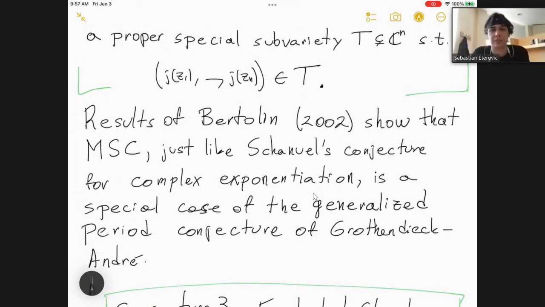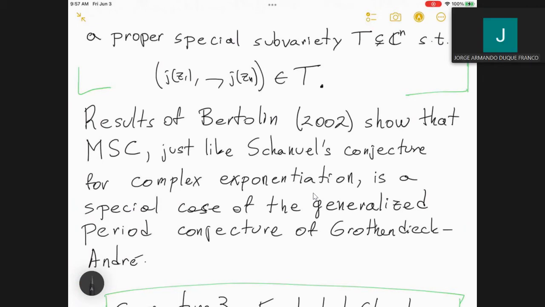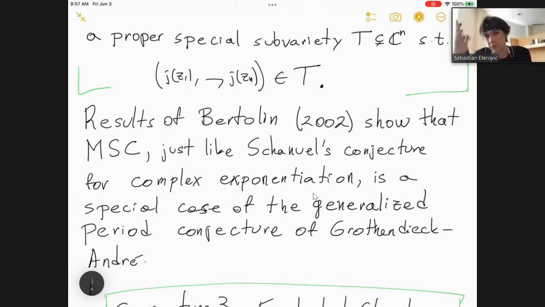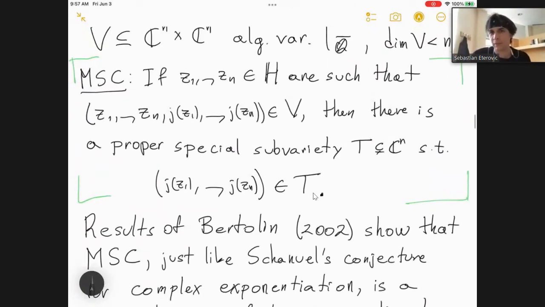That's the result that she presented. Well, and also other things as well. But in the same paper where Bertolin proves this, she also proves another conjecture, this time about elliptic curves. That's called the modular conjecture. And using this modular conjecture and working with the modular interpretation of the J function, you can get the result that I've stated up here. So this conjecture, this modular Schanuel conjecture, is also a special case of the Grothendieck-André period conjecture.